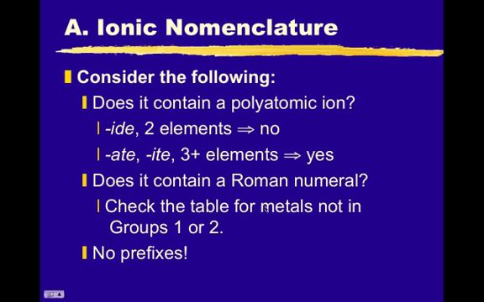Okay? Only transition metals have Roman numerals. And in ionic nomenclature, we have no prefixes. We do not use mono, di, tri, tetra, penta, we do not use any of the prefixes. We just use IDE or the Roman numerals if we have to indicate charge.